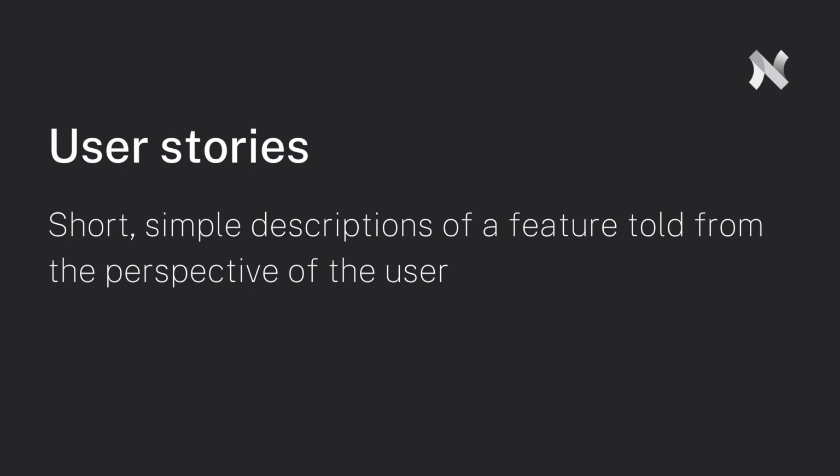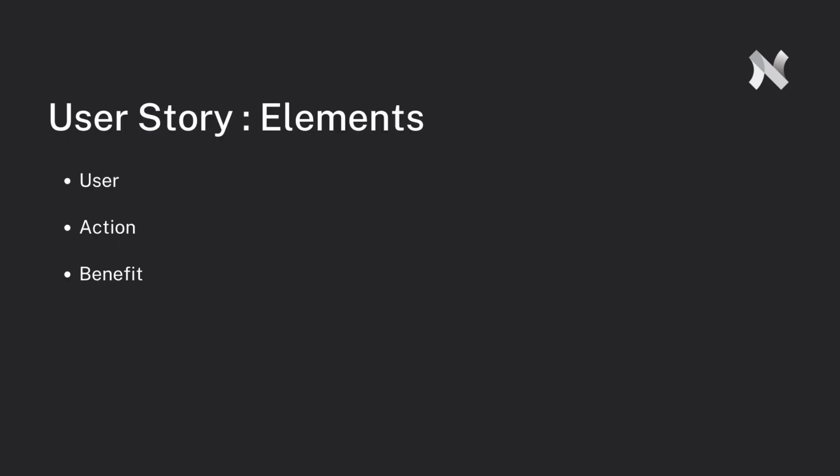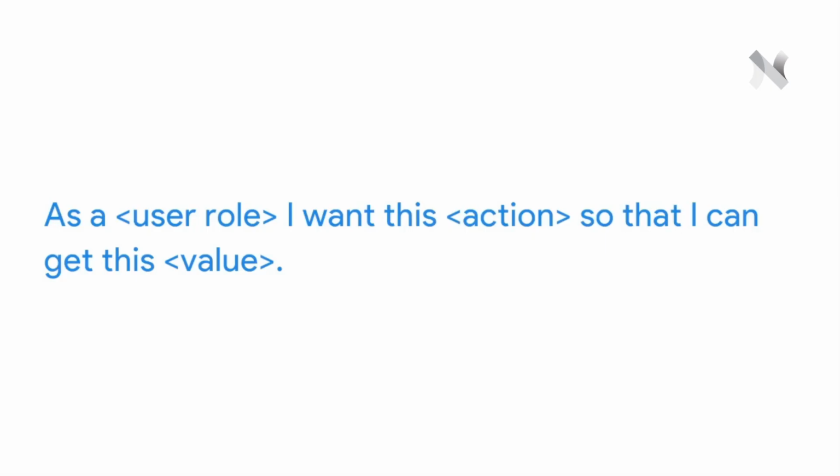This helps the team create a solution that's always centered around the user and the user experience. User stories might start off large and broad, or may be broken down to be as small or as specific as possible. In this lesson, we are going to give you some ideas on how to write user stories and how to break them down. User stories are made up of three different elements: the user, the action they will take, and the benefit to them. These elements might have a few different formats, but the most common is, as a user role, I want this action so that I can get this value.